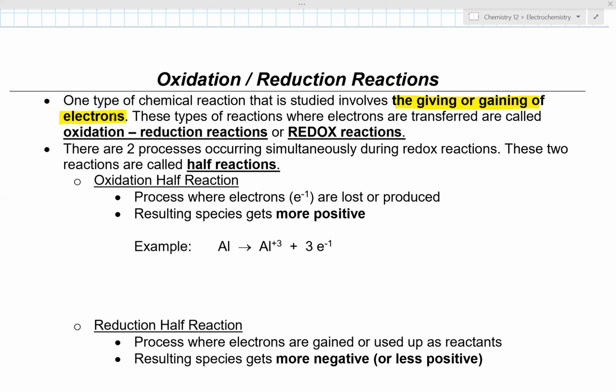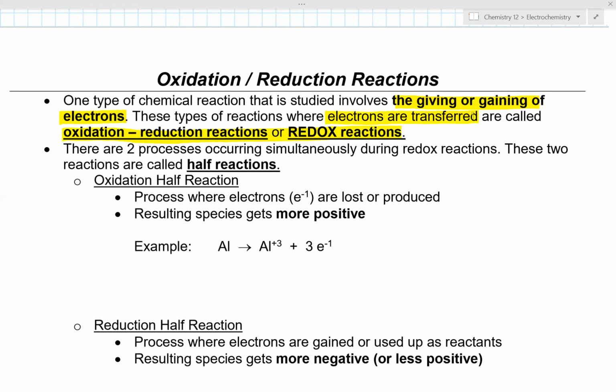Now, these types of reactions where electrons are transferred are called oxidation reduction reactions or redox reactions. And this is where electrons are transferred, okay? Now, some of you may have heard of that in biology, where if you add an oxygen, that's oxidizing, okay? But in biology, they simplify it a little bit, but what we're talking about is the transfer of electrons.